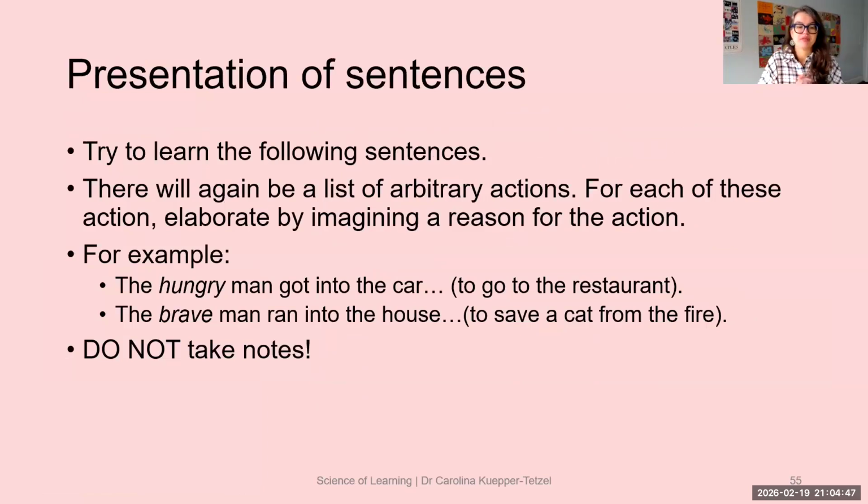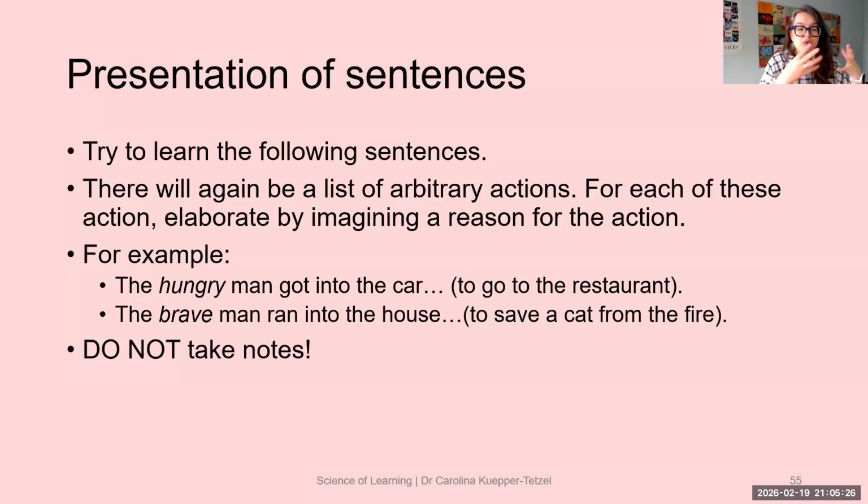Now, second part of this, I'm going to read out another set of sentences to you. Again, it will be a list of arbitrary actions, but this time, what I would like you to do is that for each of those actions, please elaborate by imagining a reason for the action. And do this very quickly, okay? So an example, if I read out, the hungry man got into the car, you think about to go to the restaurant. So you think about a reason for the action, right?